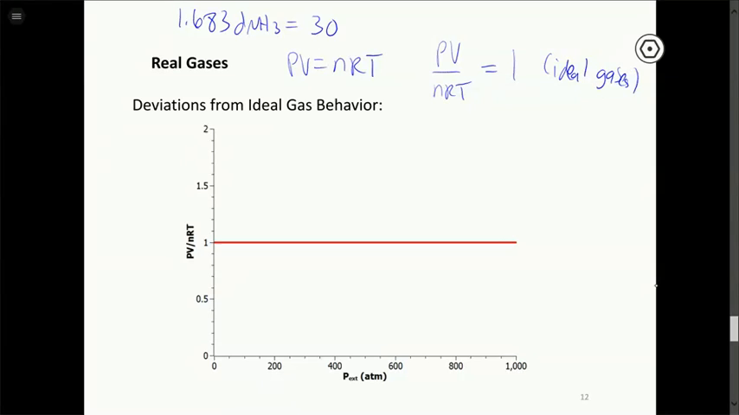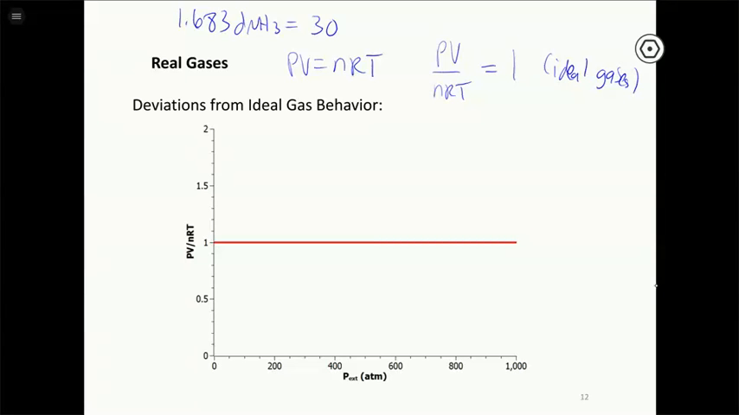So if we had an ideal gas and we raised the pressure from 0 to 1,000 atmospheres, let's say, which is a huge pressure, the ratio of PV divided by nRT should always exactly equal 1 if it was an ideal gas, and it would be independent of pressure. So no matter what the pressure is, that ratio should always be 1, but that's not really what we see in real life. Okay, so let's look at how some actual gases behave under these conditions.